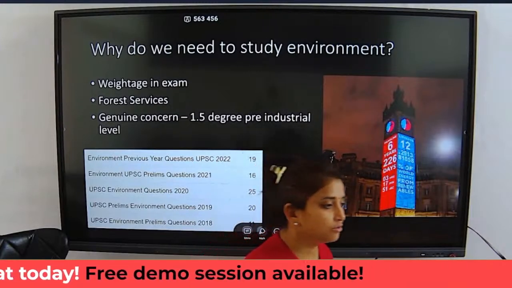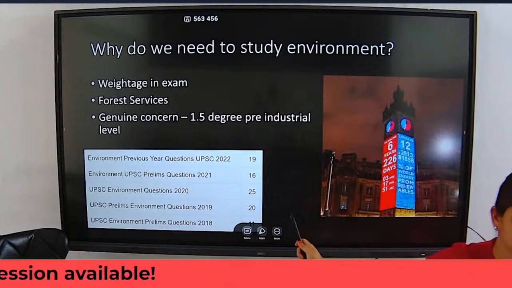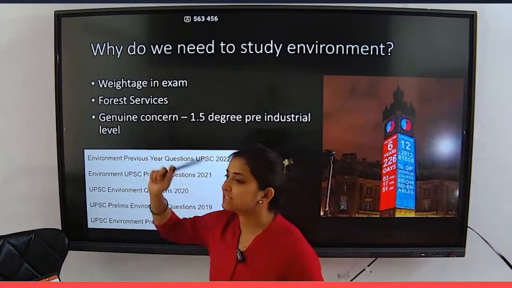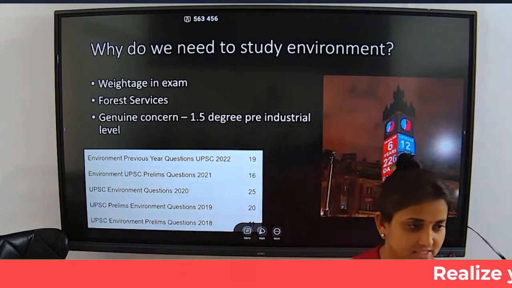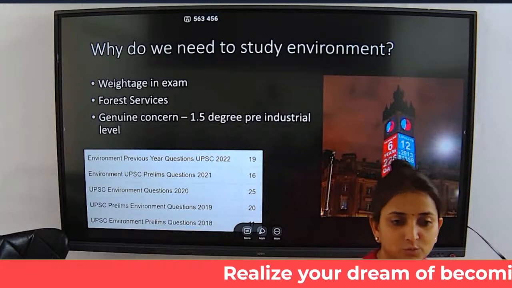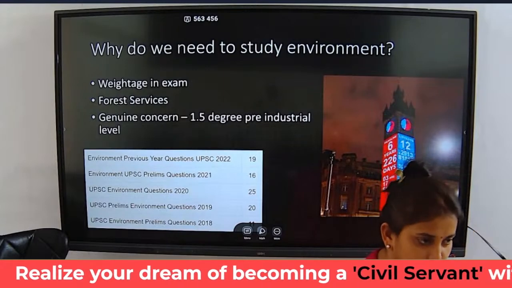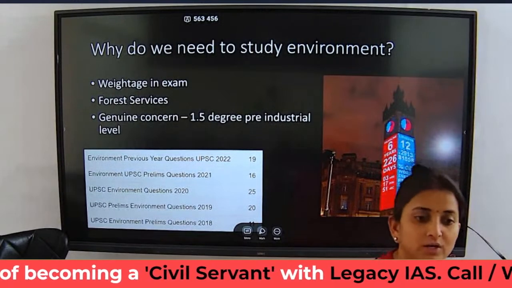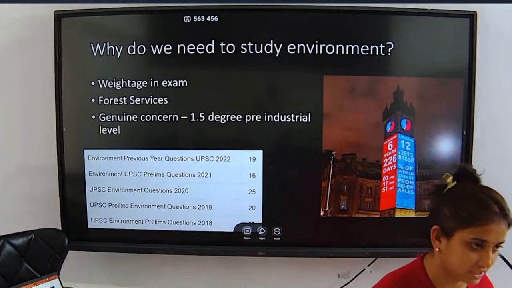So the first important reason why we are studying environment is that it is part of our syllabus. The forest services exam is also conducted along with the prelims of the civil services exam. When you are taking the UPSC exam, you have an option of filling either for civil services or for forest services or for both of them, because the prelims is the same for both civil and forest. So you can expect more forest related questions. That's why environment is more present in your paper.